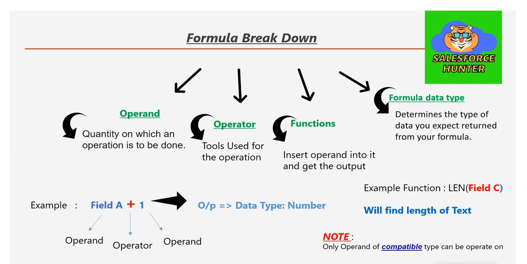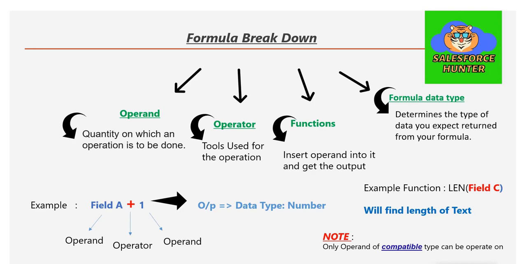What is formula data type? The formula data type determines the data type of the output that you expect your formula is going to return. For example, it is going to be a checkbox or a percentage or a number. Those are just a few examples. We will look into it.